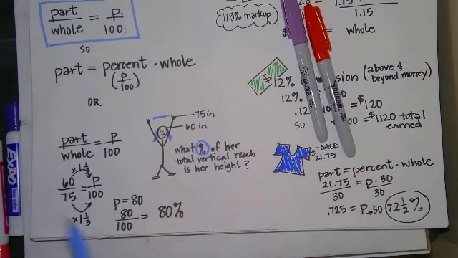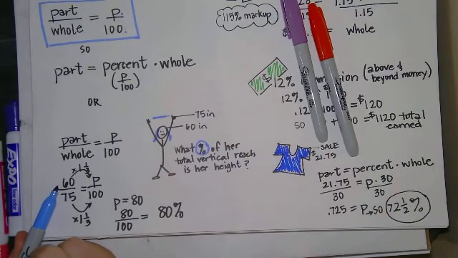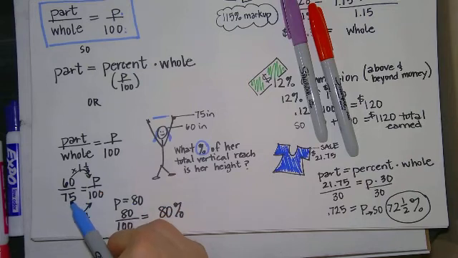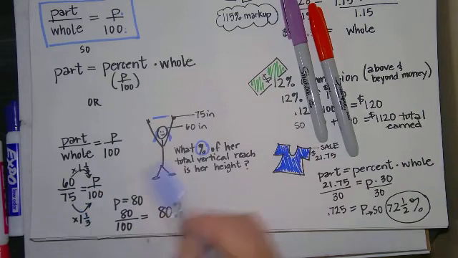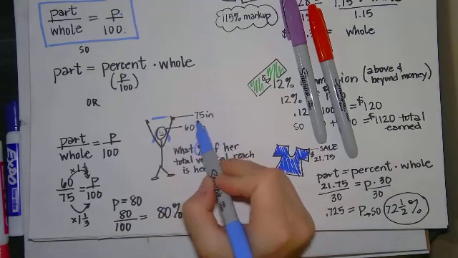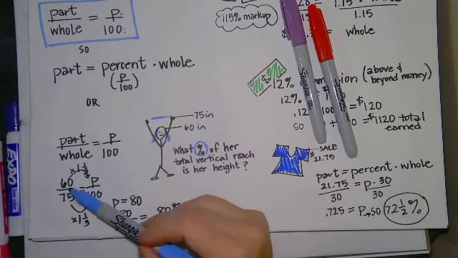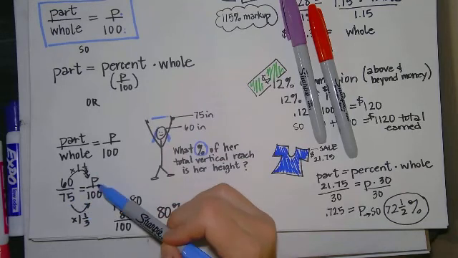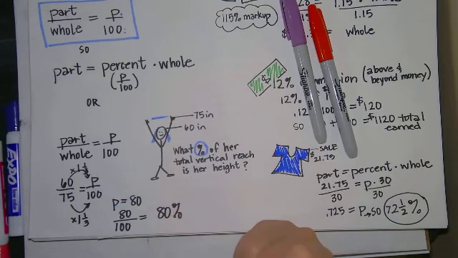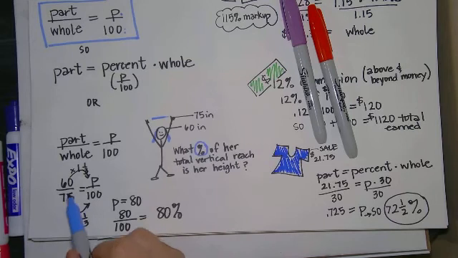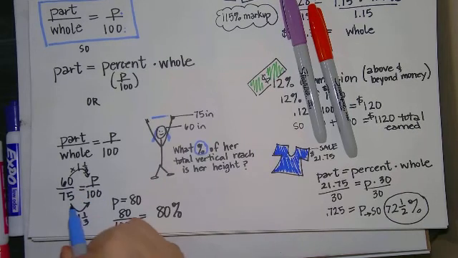So our part is our 60 inches, right? Because we're trying to figure out what percent of the vertical reach is her height. So the height is the part. So we have our 60 out of 75 is the whole, because that's what we're trying to find the percent of. So 60 75ths equals P over 100. Now this is our unknown right here.